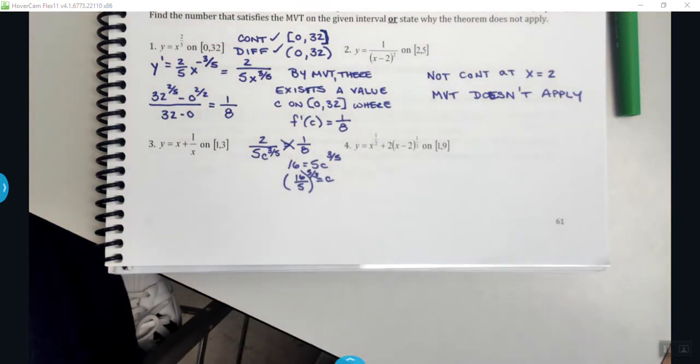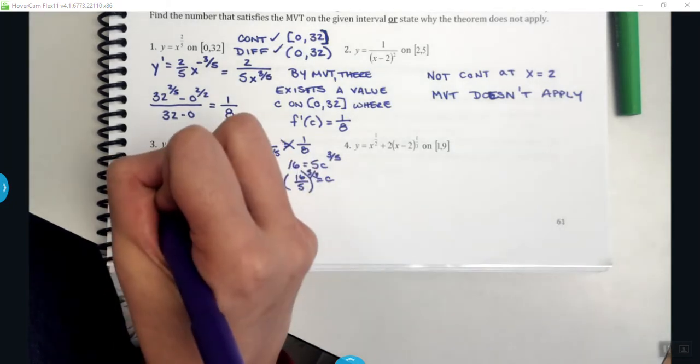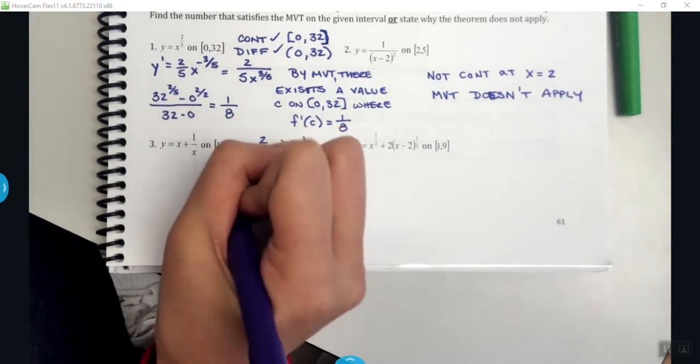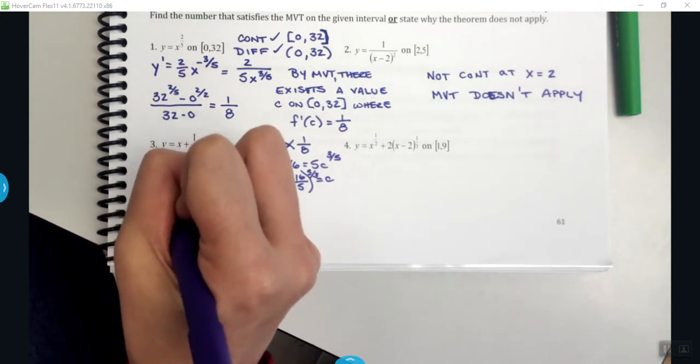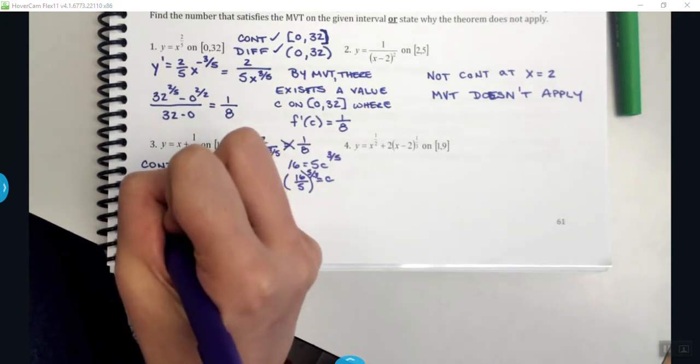All right, number 3. Continuous from 1 to 3? Yes. Take the derivative.